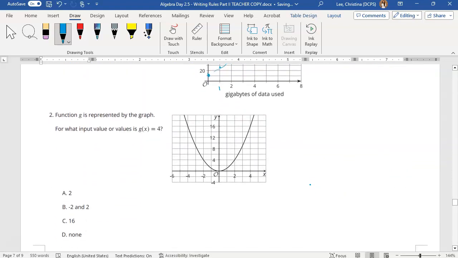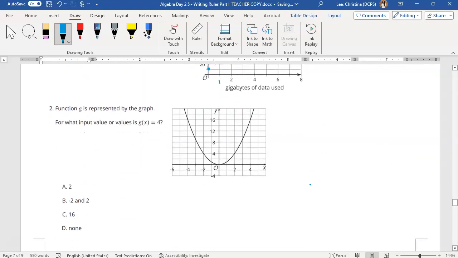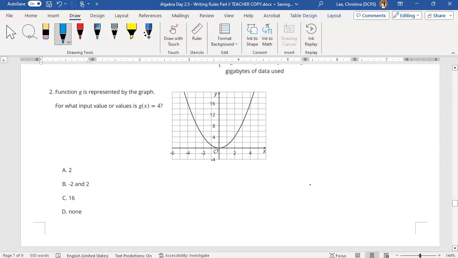All right, function G is represented by the graph. For what input value or values is G of x equal to 4? So you don't even need to know anything about this graph. We're trying to figure out when is the y value 4, right? So when does it equal 4? So that's at this point here and at this point here, because y equals 4 there. And so in these points, 2 and -2 is where y equals 4. So the input here for it could actually be 2 options. It could be -2 or 2.